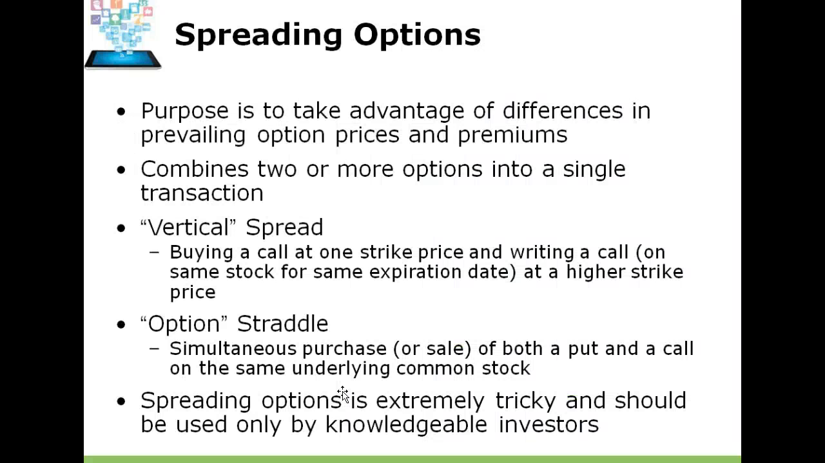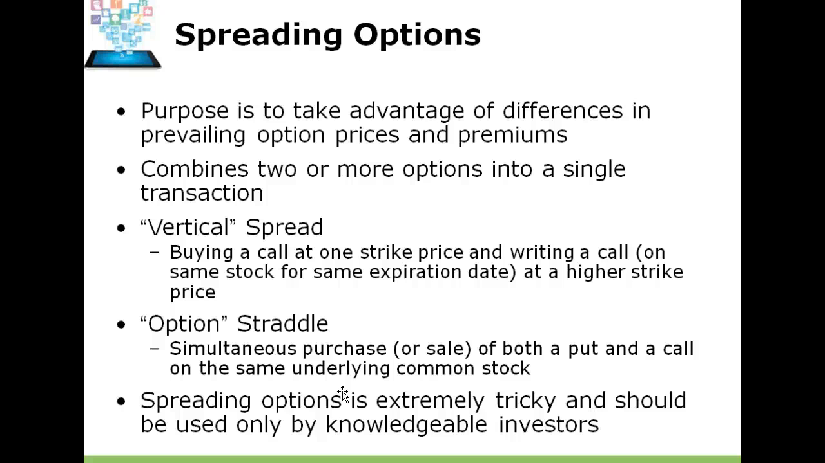So if you want to do a little spreading, basically a spread is buying a combination of options. You can do a vertical spread, which is buying a call at a strike price and then writing a call for the same expiration date, but you write at a higher strike price. You can do a straddle where you're buying a put and call at the same time.